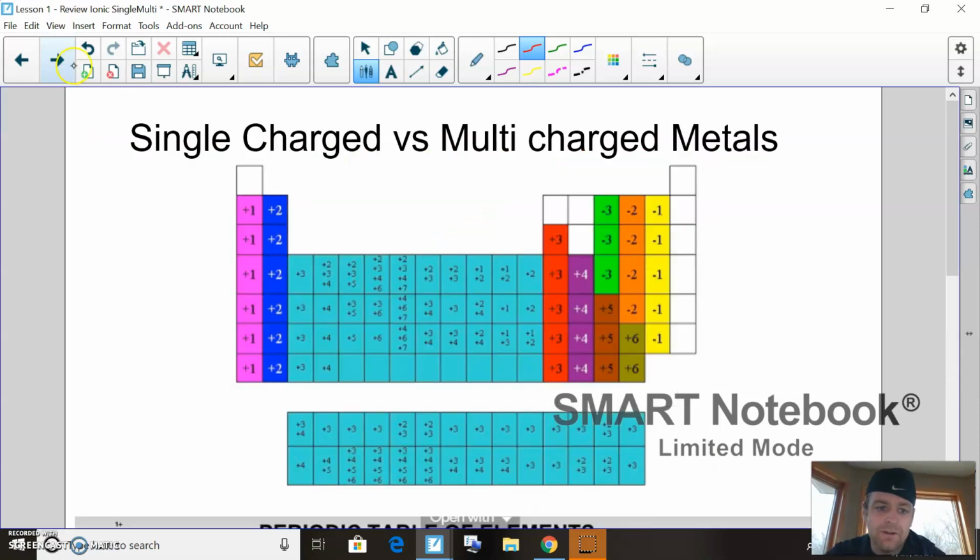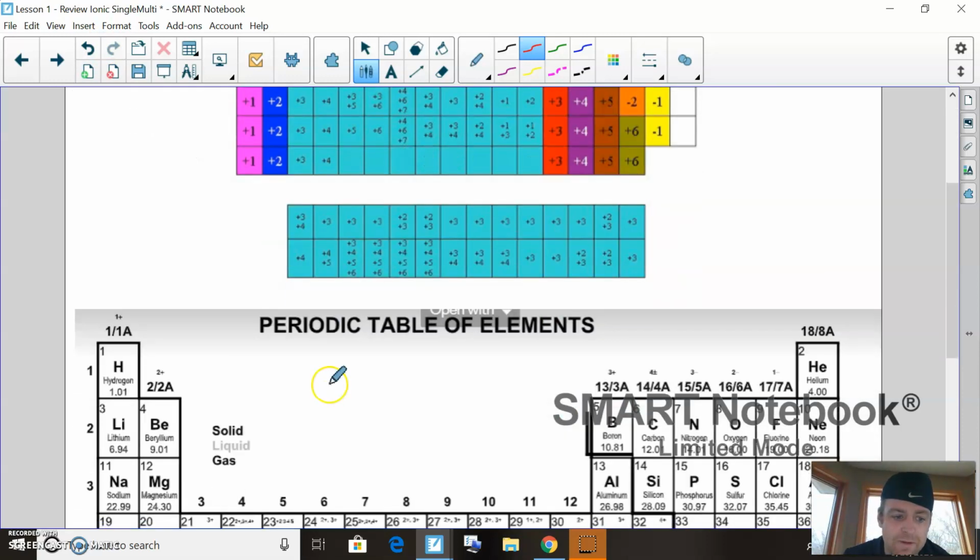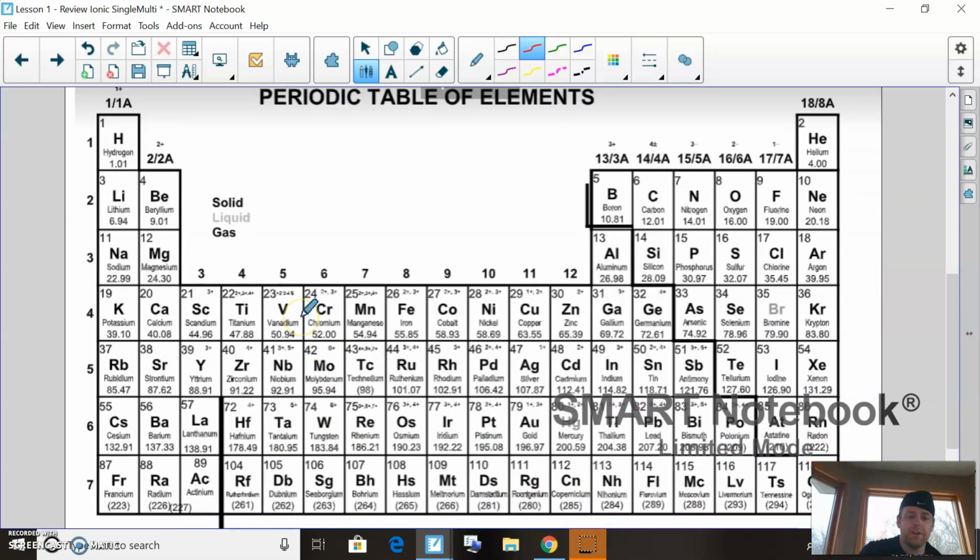The first thing that we need to differentiate between is single charged and multi-charged. This will really set the tone for how you name. As you can see, this periodic table has them big, but on your periodic table, how you define a single charge or a multi-charge is this: anything that is blank in the upper right hand corner is what we call a single charge.